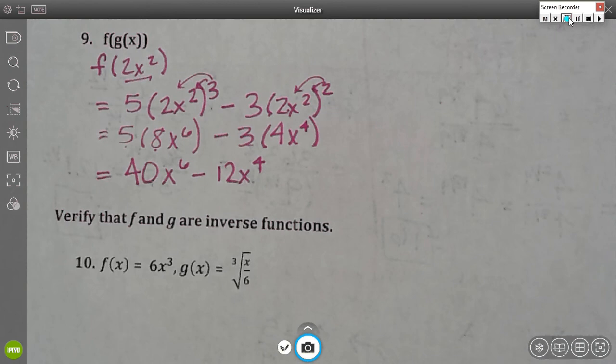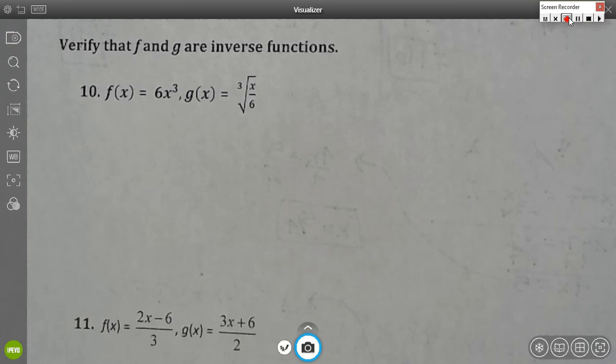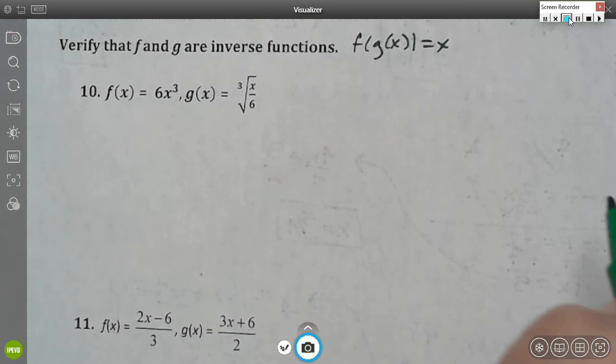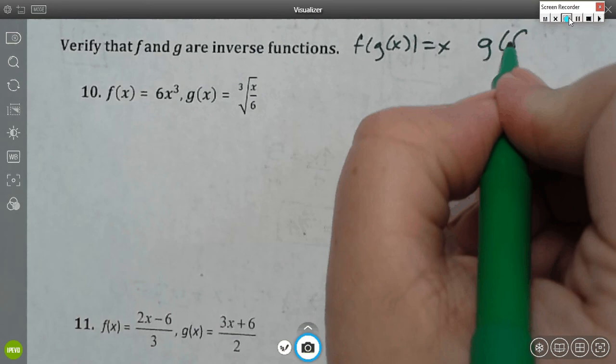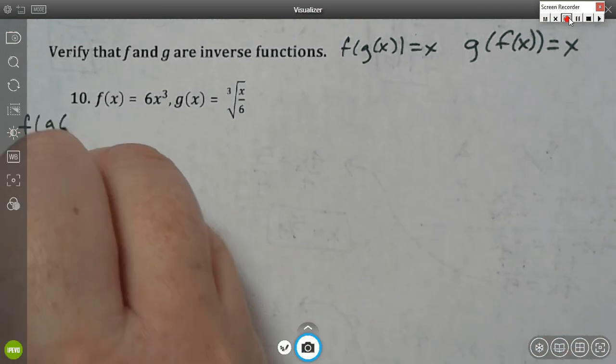All right, for number 10, I am verifying inverses, which means that I'm showing two things. I'm showing that f of g of x will simplify to x, and I also need to show that g of f of x will simplify to x as well. Okay, so I've got to show it both ways. All right, so forwards, f of g of x.